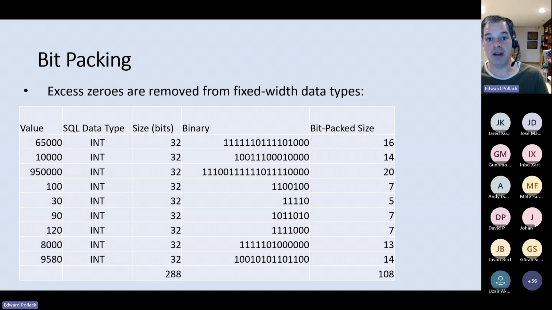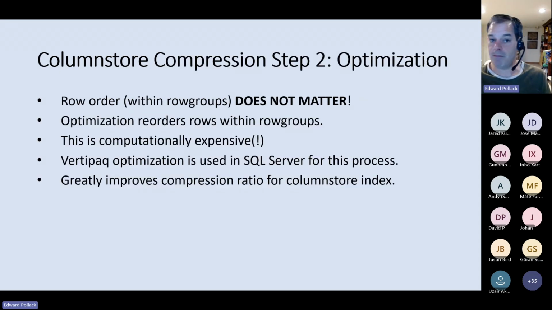This sample set of data right here goes from 288 bits down to 108 bits. And you can bit pack anything, including your dictionary lookup encoding. So you can encode encoded data further, which is pretty cool. You can apply multiple algorithms to the same data to shrink it further and further. So when people say column store shrinks the data by like 50%, 80%, 90%, they're not being sarcastic. They aren't making things up.